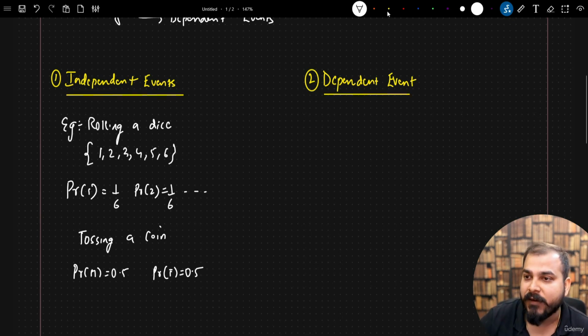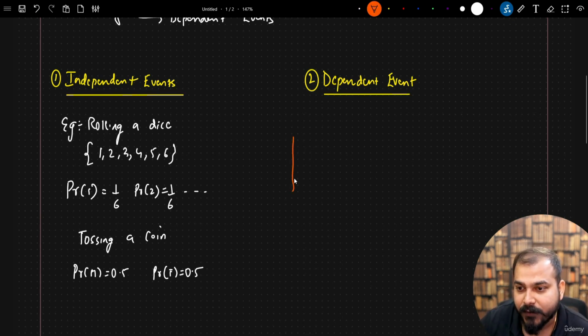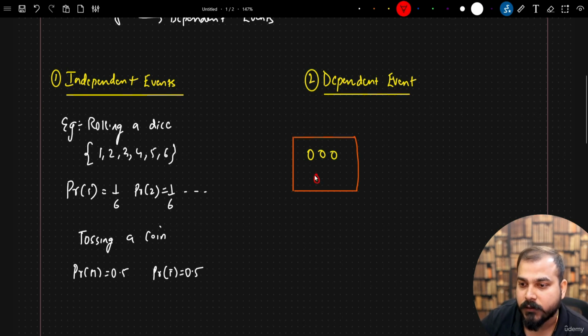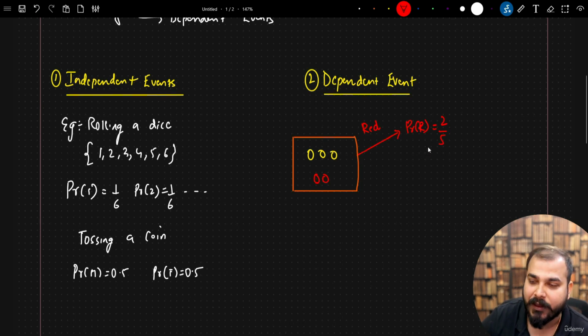Now, if I talk about dependent events, I can definitely show you with an example. Let's consider that I have a bag of marbles. I have 3 yellow marbles and I have 2 red marbles. Let's say in the first event, I try to take out a red marble. So what will be the probability of red? Over here you have 2 reds and the total number of marbles is 5, so you'll have 2 by 5.